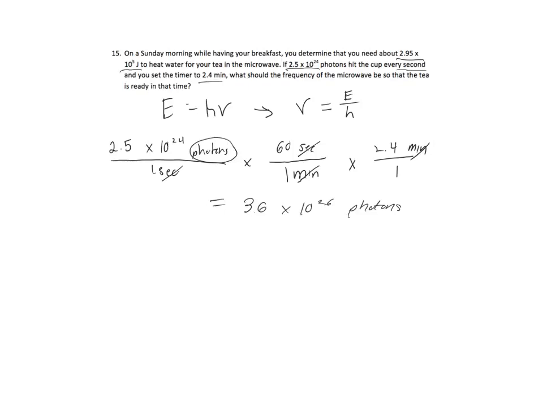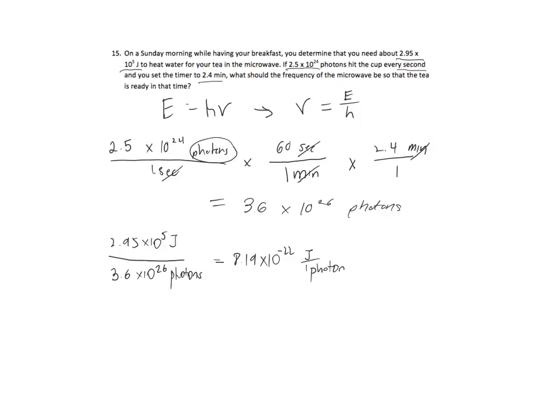So now that we know the total number of photons in the 2.4 minutes, we can find the energy of one of those photons. So we'll take the given energy, which is 2.95 times 10 to the 5th joules, and divide it by the total number of photons that we just calculated, which is 3.6 times 10 to the 26. So we get 8.19 times 10 to the negative 22 joules per one photon.